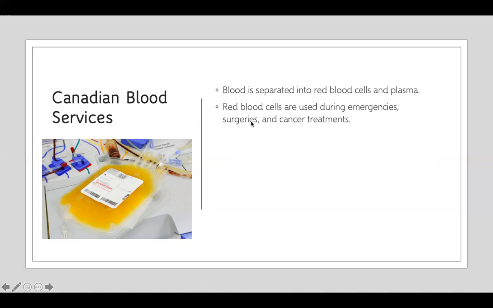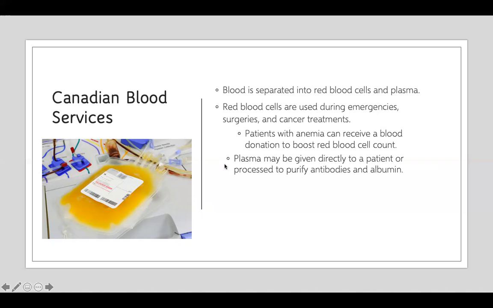So when it's separated, red blood cells can be used to treat patients during emergencies, surgeries, and cancer treatments. It can also be used to help a person with anemia. If they want to boost their red blood cell count, they can get a red blood cell transfusion. Plasma can be given directly to a patient, or it can be processed to purify the antibodies or albumin.